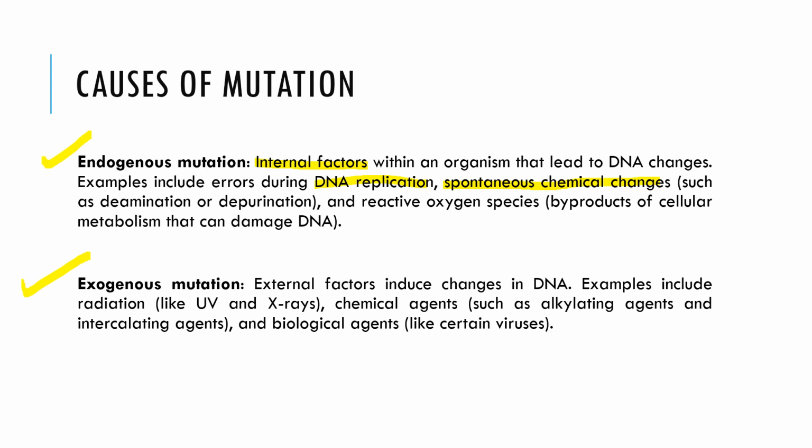In exogenous mutation, external factors are responsible for change in DNA. For example, radiations such as UV or X-ray radiations, and other radiations like beta rays and gamma rays, are also included, as well as various chemical agents such as alkylating agents and intercalating agents. Various biological agents are also responsible for exogenous mutation, such as certain viruses, because viruses come from the outside and cause mutation from outside.